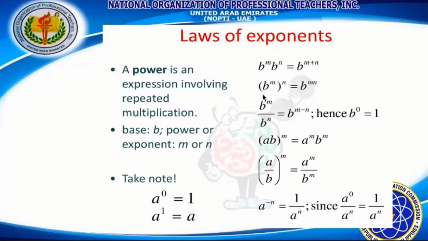Next, this one. Multiply naman yung exponent niya. Ito yung power to power. Iisa ang base nila pero dalawa ang exponents. So what will you do? Multiply the exponent. And then, pag division naman, subtract the exponent. For example, b raised to m divided by b raised to n, the answer is b raised to m minus n. The exponent, subtract.